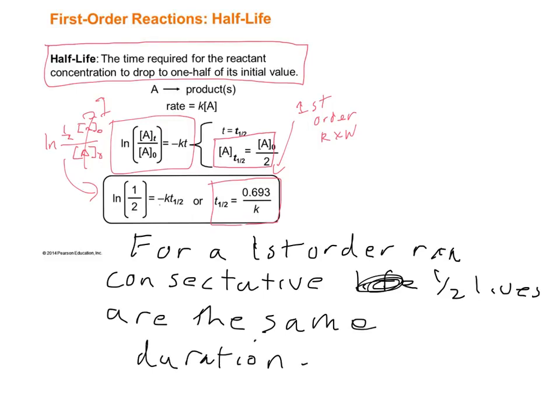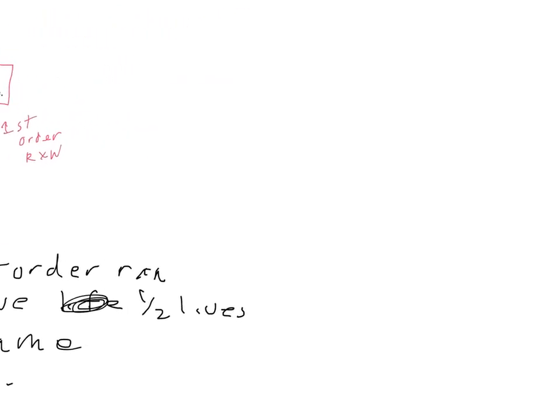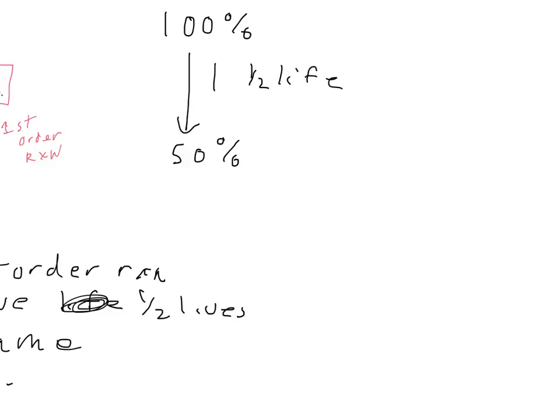What do I mean when I say that for a first-order reaction, consecutive half-lives are the same duration? Well, you can have more than one half-life, right? If you start off with 100%, the time it takes for your concentration to fall to 50% is one half-life. The time it takes for that 50% to fall to 25% is also a half-life. So that would be your second half-life.